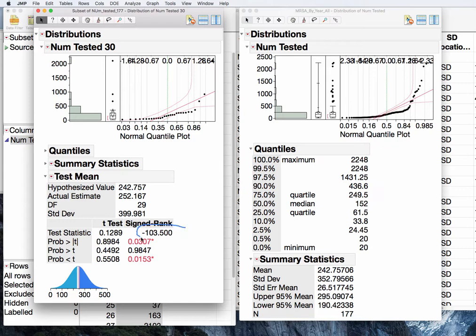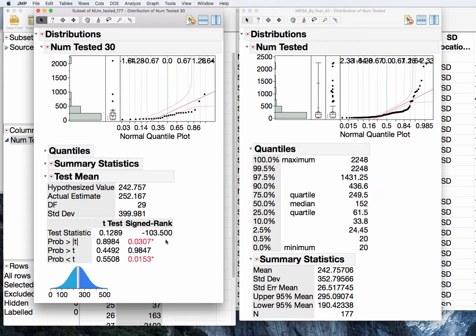So it doesn't actually matter what this value is. You will never see the signed rank value reported. What you will see is our p-values here. And so we have a p-value here of 0.0307. We're doing a two-sided test here. It's equal to, not equal to.